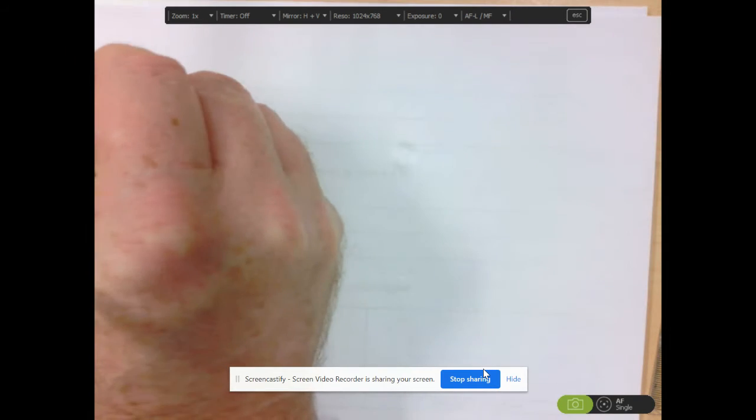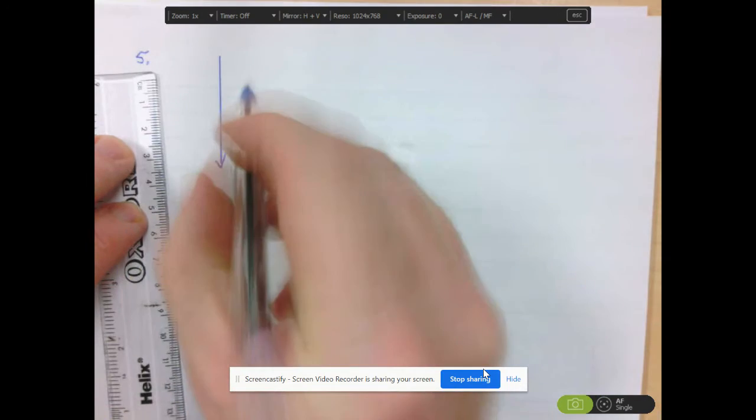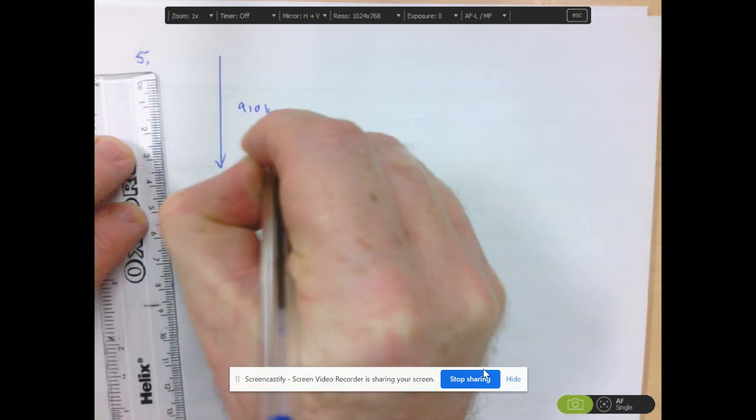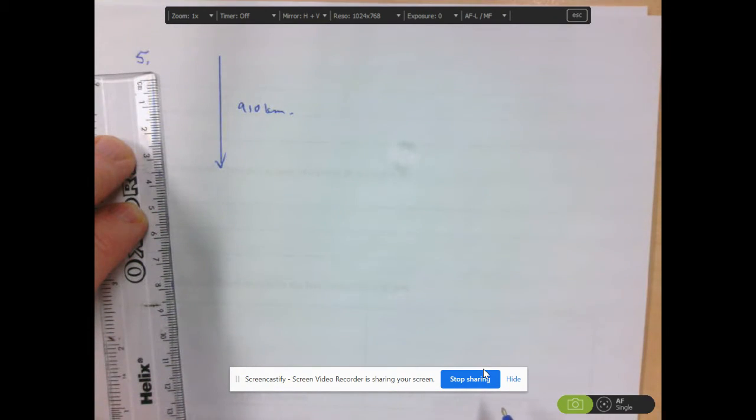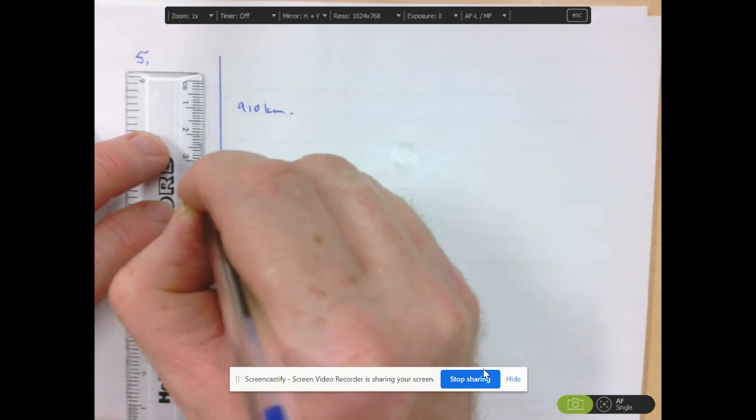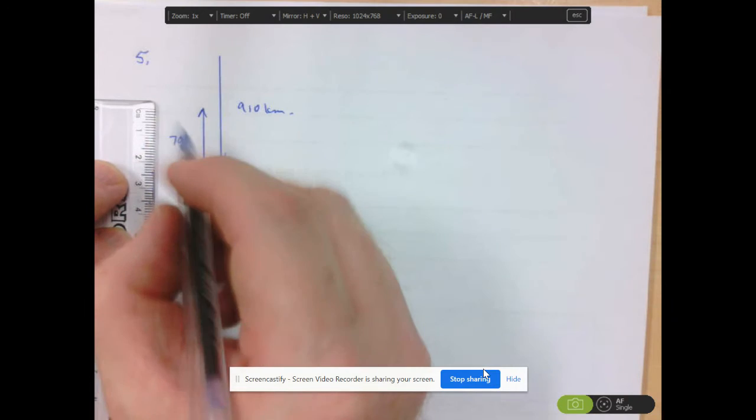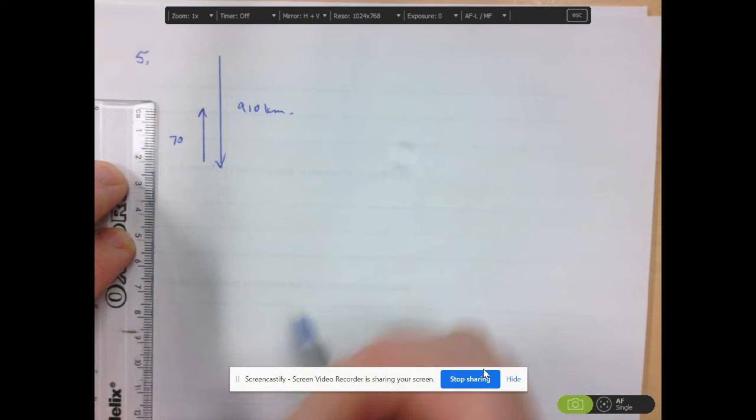Okay, this is question 5 of the key questions 3.3 review. This one here is a plane travelling south at 910 kilometres per hour. So it's a vector there of 910 kilometres. And it's going to meet a headwind of 70 kilometres per hour. These are exaggerated arrows here. 70 kilometres per hour going due north.